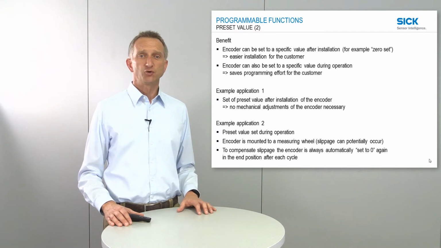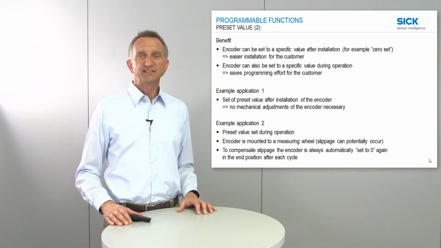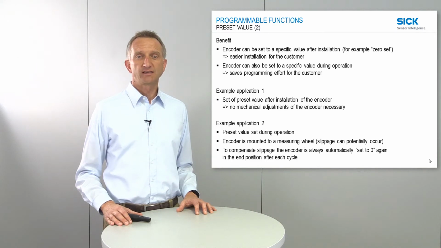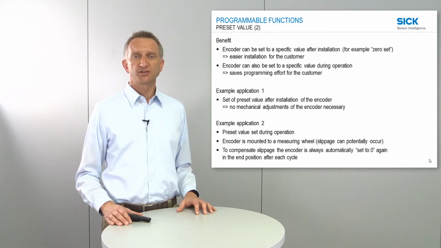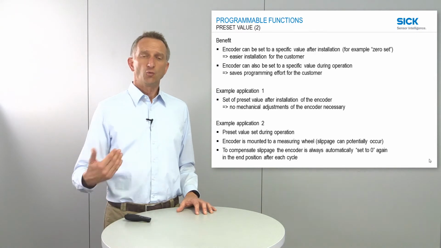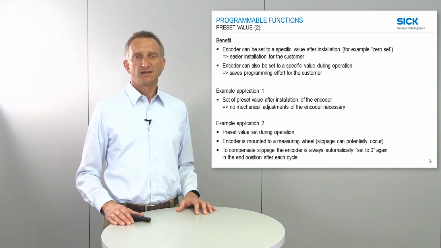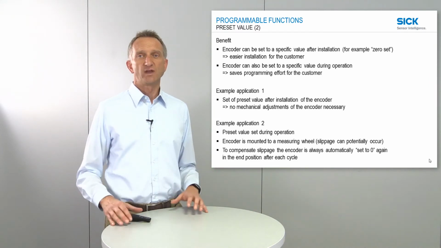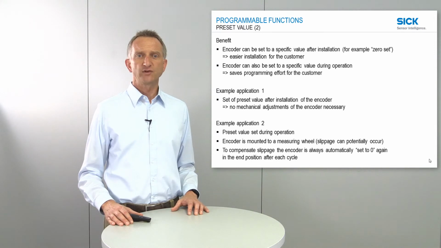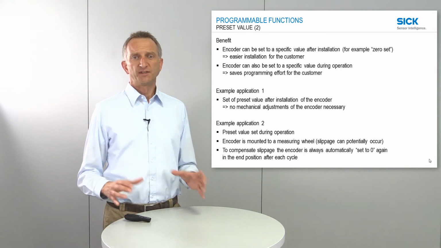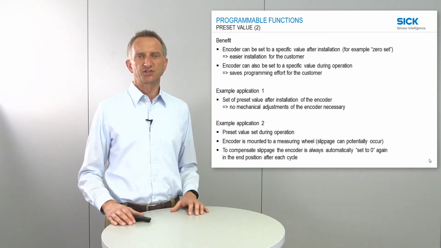Example number 2 is very interesting, when this preset function can be activated automatically during operation. In this case, we use the possibility to activate preset via the input on the encoder. And imagine we have a situation where we have a measuring wheel encoder with a certain potential that slippage can occur.